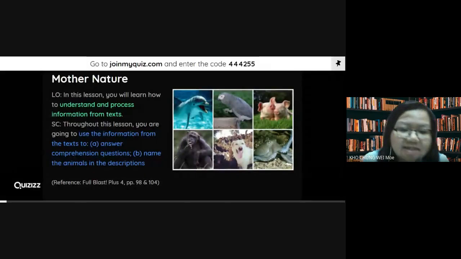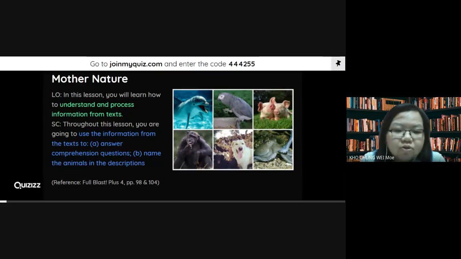In today's lesson, you are going to learn how to understand and process information from text. Basically, this is a reading lesson. To be specific, you are going to use information from the text to answer comprehension questions and name the animals in the descriptions. The texts are in your textbook, but you don't need it for this lesson because all the comprehension texts are provided in this quizzes itself.